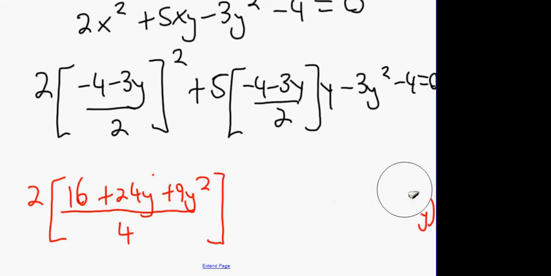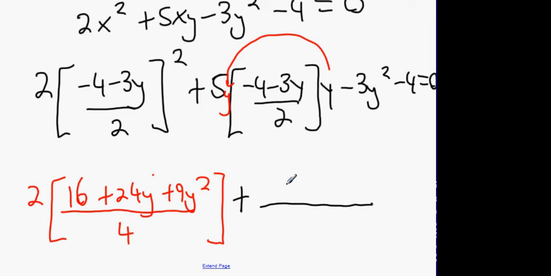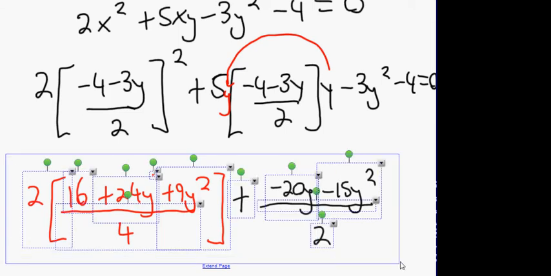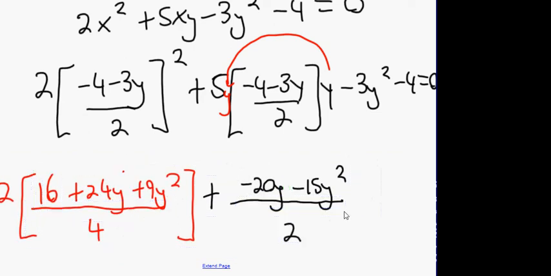Okay? Now we're left with this part here. What I'm going to do is bring the y into this slot here, just to make it easier on myself. So what I'm going to get this time around is 5y multiplied by minus 4. What's 5y by minus 4? Minus 20y. And 5y times minus 3y? Minus 15y squared all over 2. And then I'm going to have minus 3y squared, minus 4 equals 0.